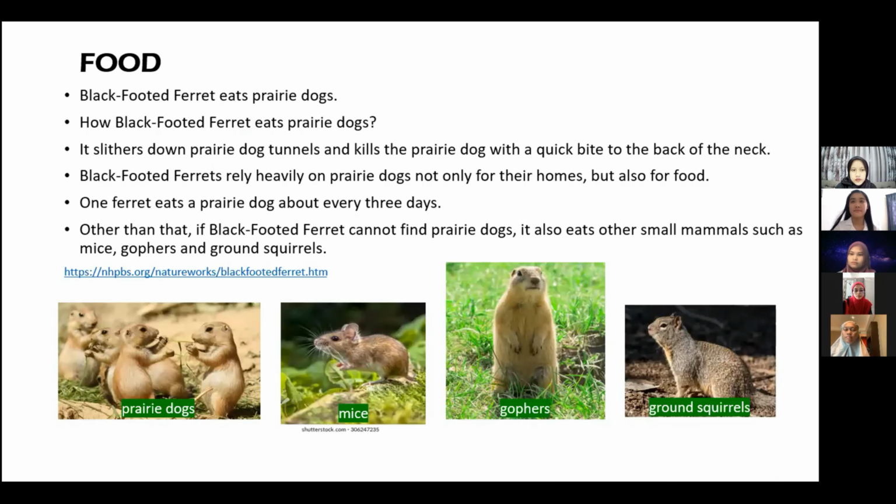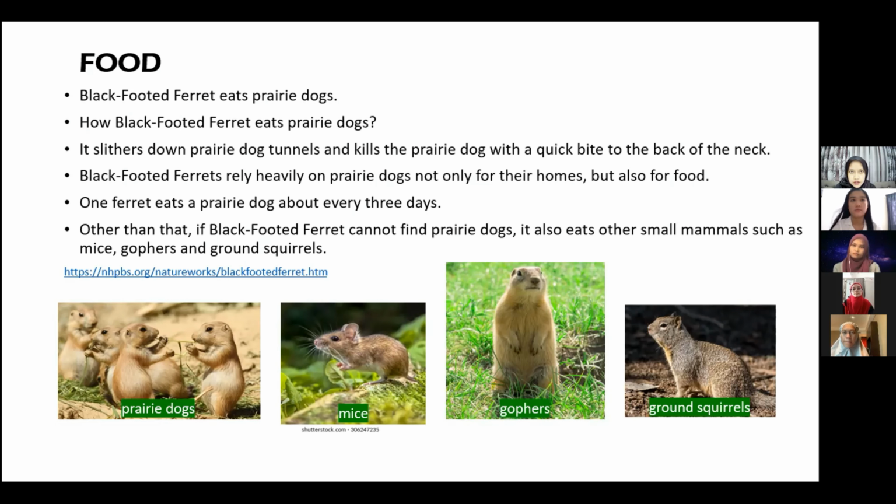Okay, now I will talk about food. What do black-footed ferrets eat? Black-footed ferrets eat prairie dogs. How do they eat prairie dogs? It slithers down the prairie dog's tunnels and kills the prairie dog with a quick bite to the back of the neck. Next, black-footed ferrets rely heavily on prairie dogs, not only for their homes, but also for food.